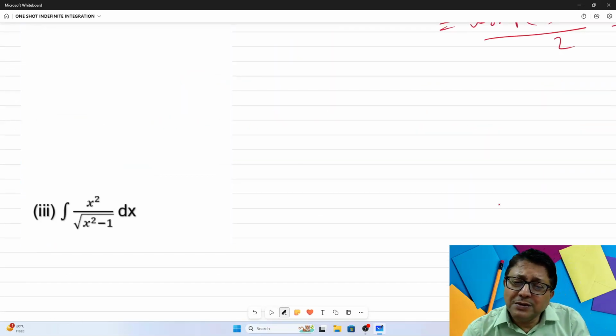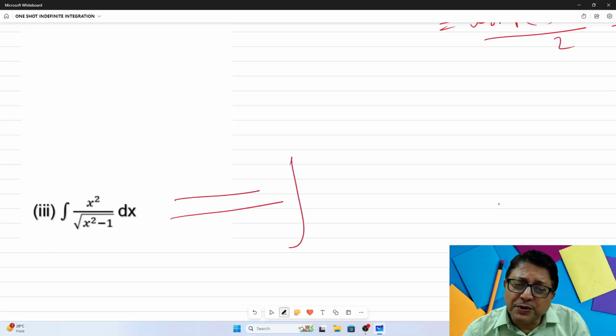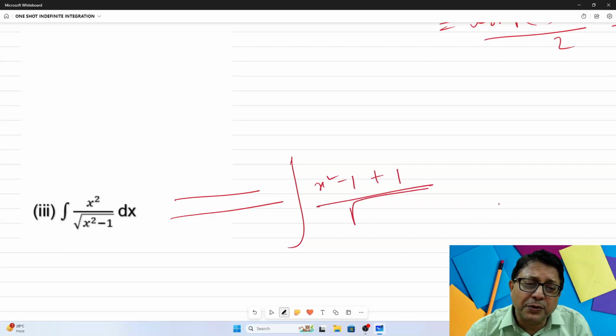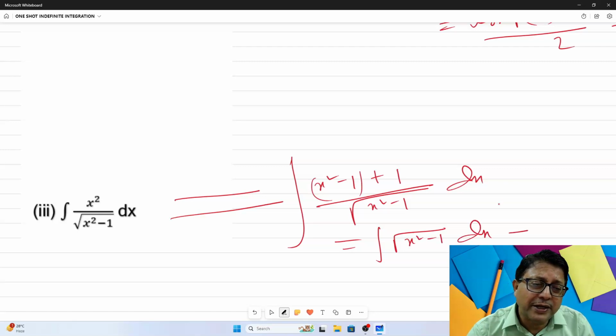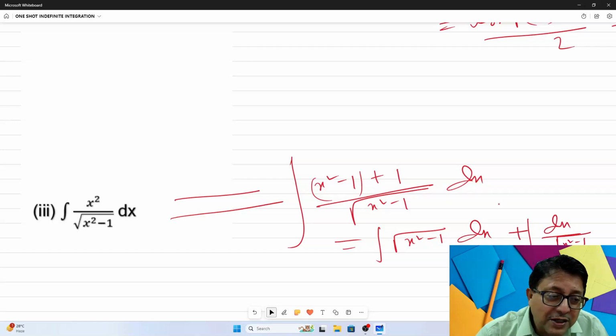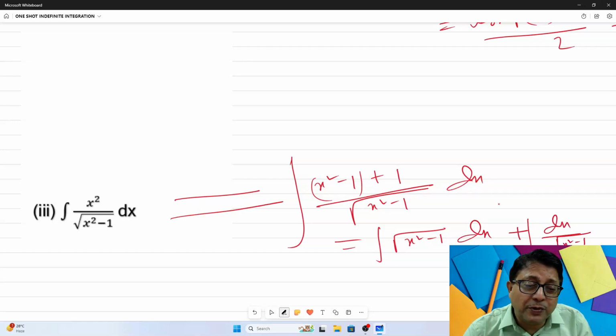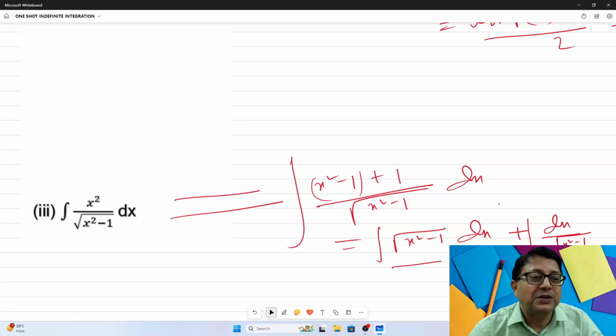This one is a very interesting sum. You write this as x square minus 1 plus 1 by under root x square minus 1 dx. This by this, when you write x square minus 1 by this thing, will give you root x square minus 1 dx, and dx by root x square minus 1. It is a sum of two standard integrals. One standard integral you did before, the other one is in this chapter only.